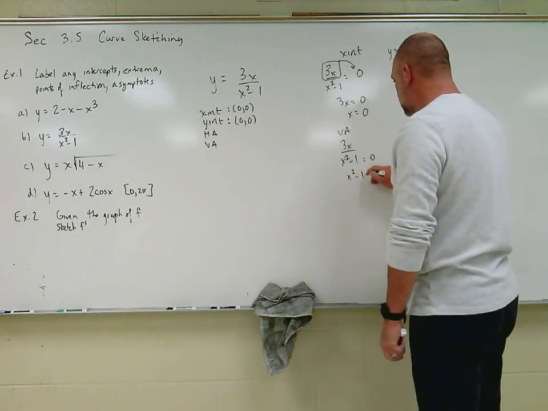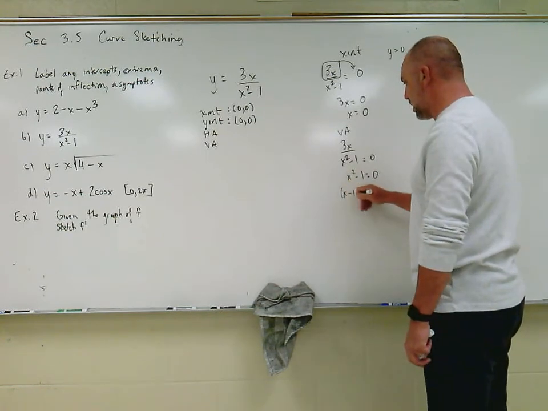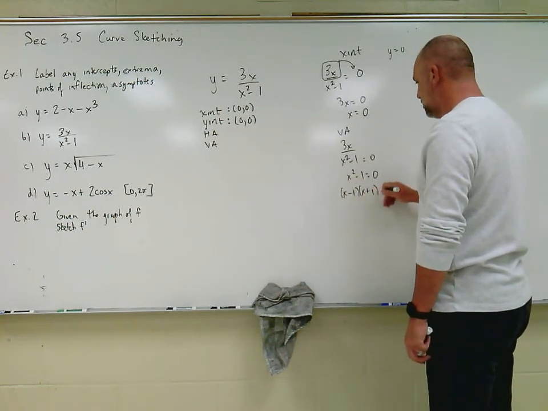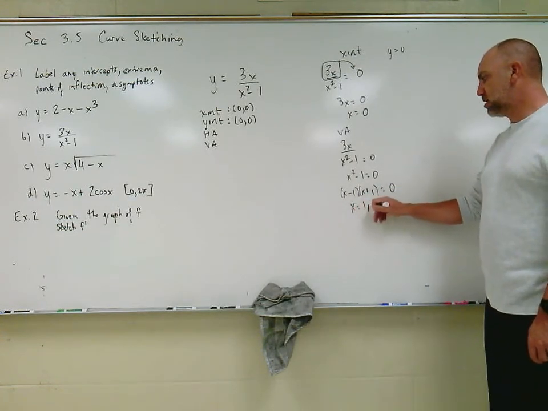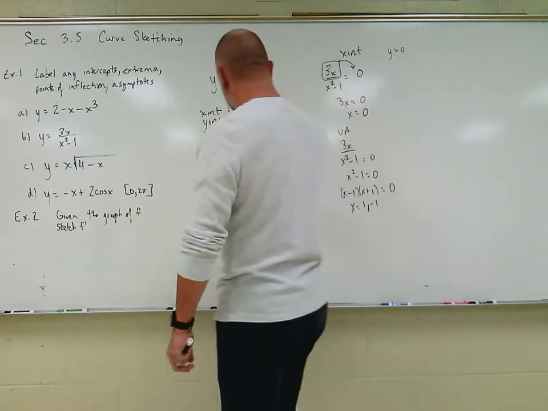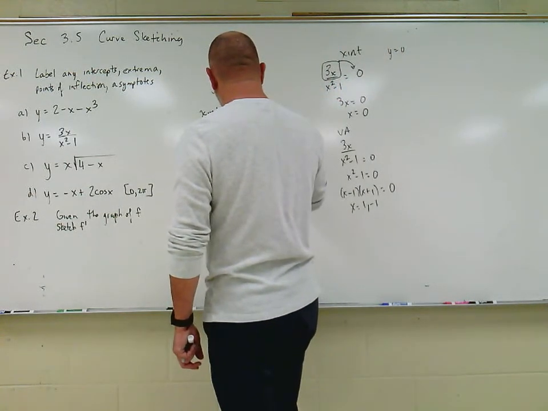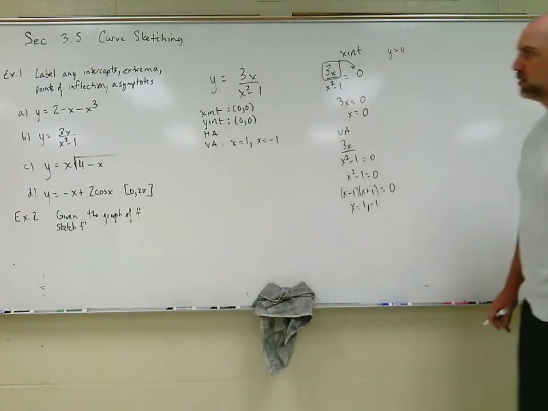You got x squared minus 1 is 0. However you want to solve it, I would just probably factor a difference of two squares. And I can see that I get 1 and negative 1 for my vertical asymptotes. All right, there's that.